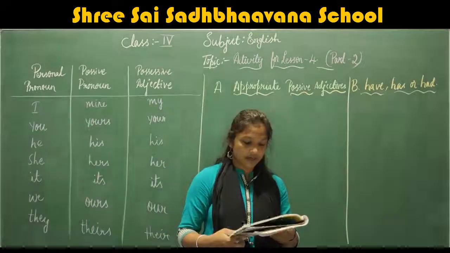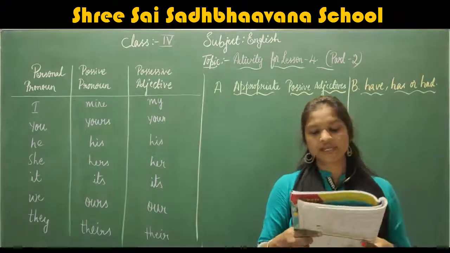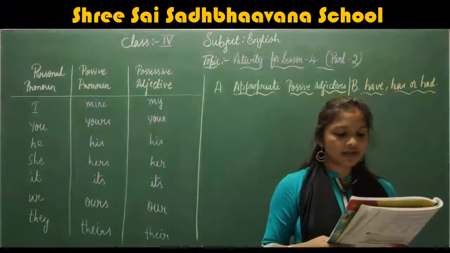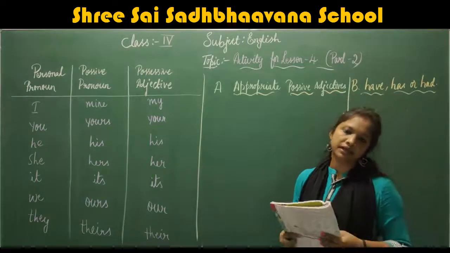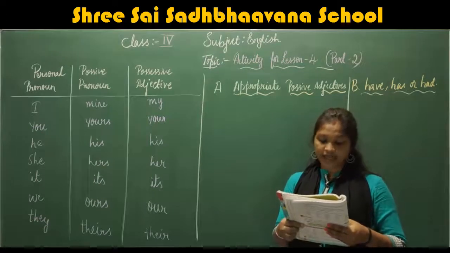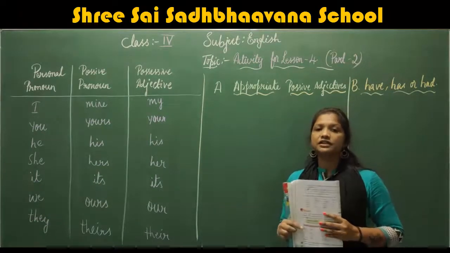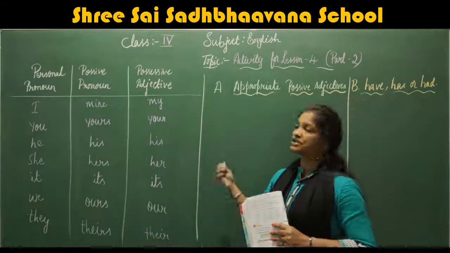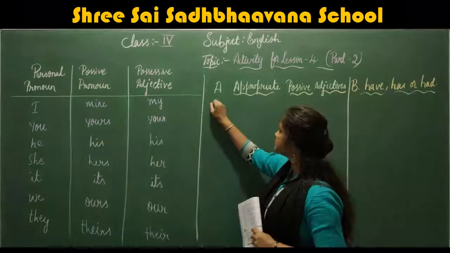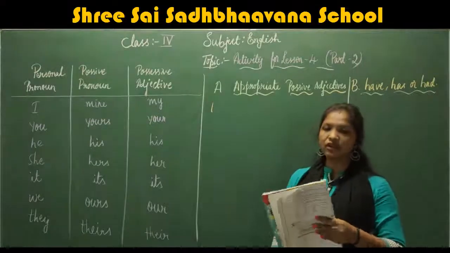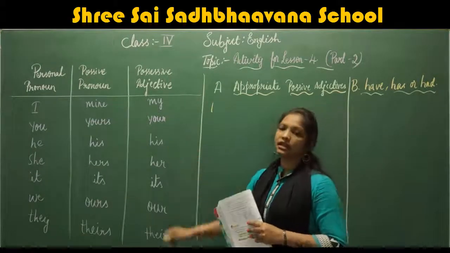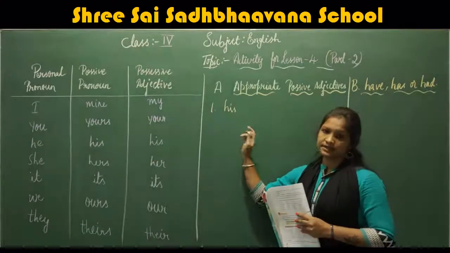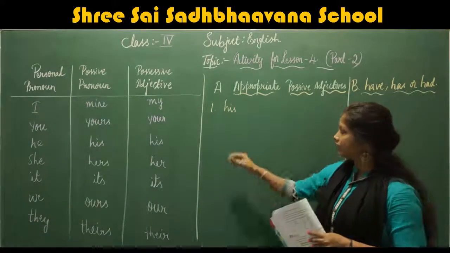Now, first one, fill in the blanks with appropriate possessive adjectives. Rajiv is looking for dash new pen. Here, for this blank, we have to complete with a possessive adjective. So, what is the first answer? Rajiv is looking for his new pen. The possessive adjective is his.